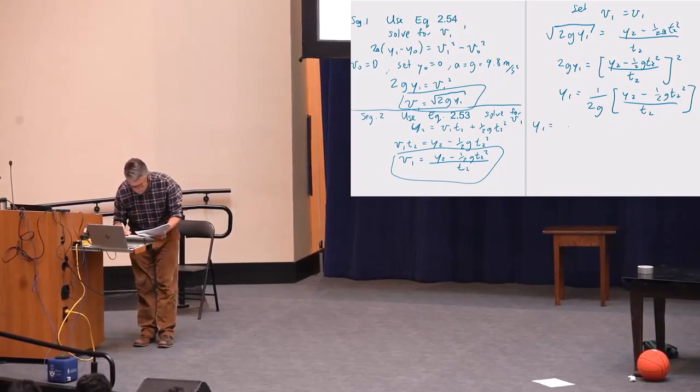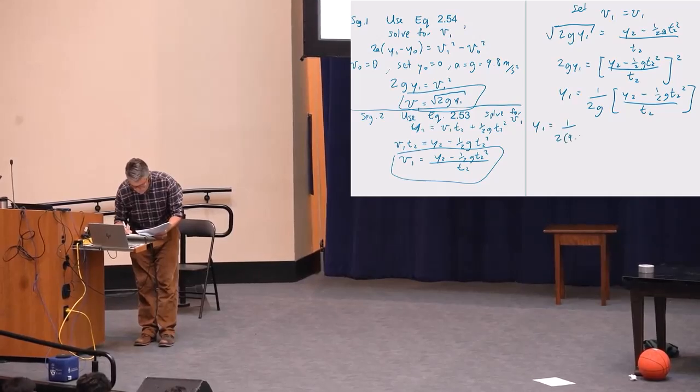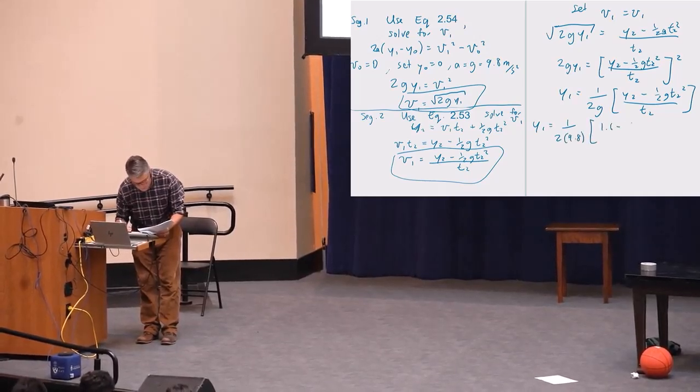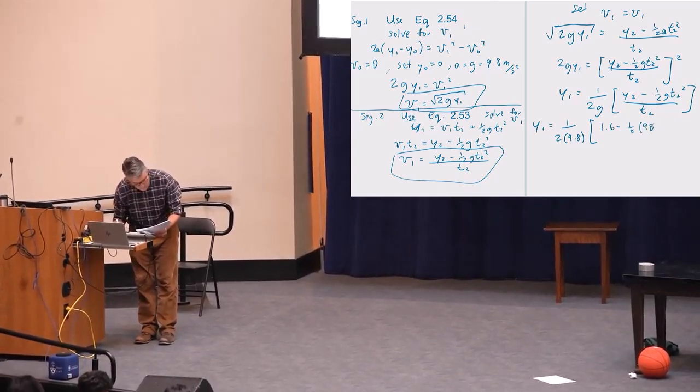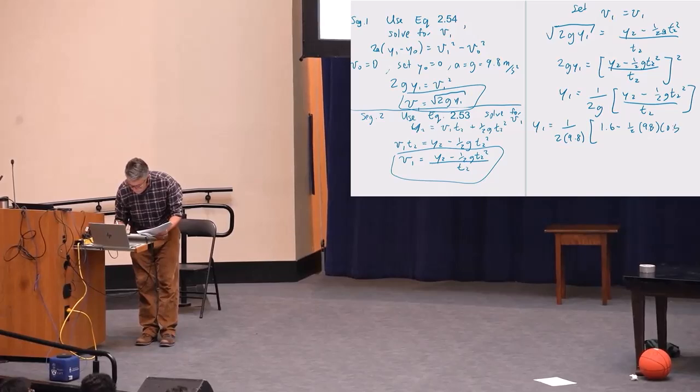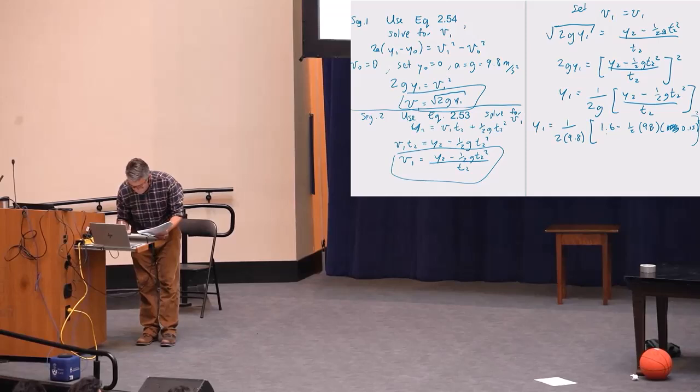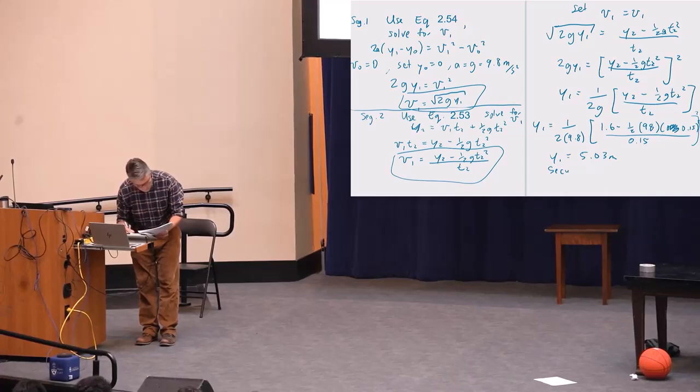So y1 is equal to 1 over 2 times 9.8 times (1.6 minus 1/2 times 9.8 times 0.15 squared), and then square the whole thing, divided by 0.15. And if you plug in all those numbers, I think you get 5.03 meters. So basically, security should look 5 meters above the top of your window.